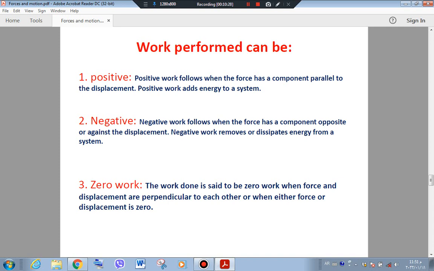Positive work follows when the force has a component parallel to the displacement, which means there must be displacement. There must be that object moving from one place to another, from one direction to another direction. So this work is positive because that thing has been moved, that thing has been displaced. While the negative one is what? Negative work follows when the force has a component opposite or against the displacement.